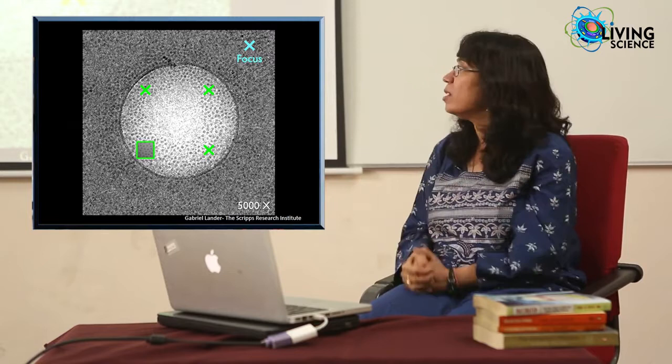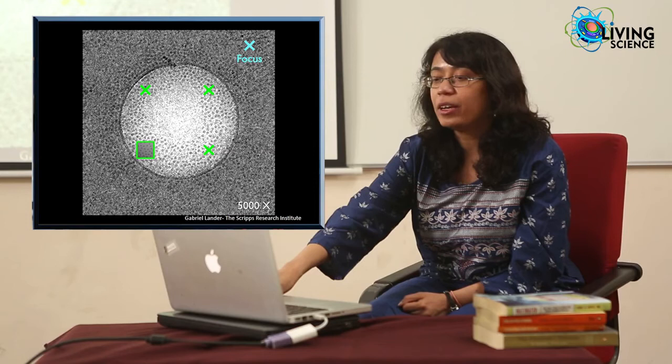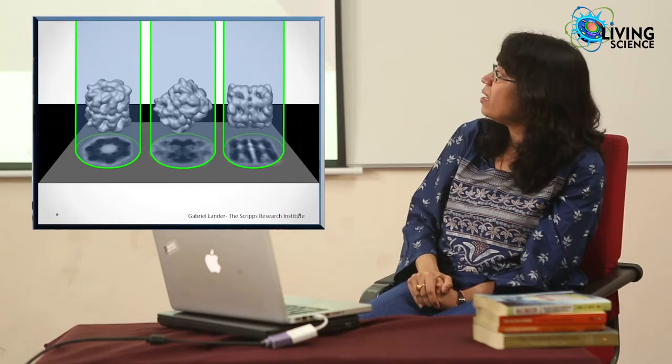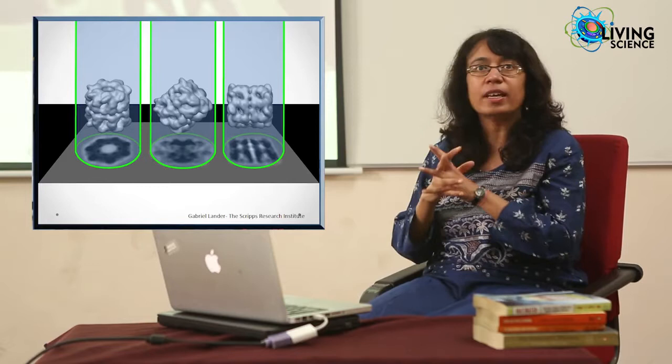Now, what has happened here? Once one starts to image these biological samples that are vitrified, what one would see is whatever biological molecule was being looked at. It is present in different orientations in the sample, and this is a very important concept. Different orientations are necessary, and then we collect images of different orientations of the particle.